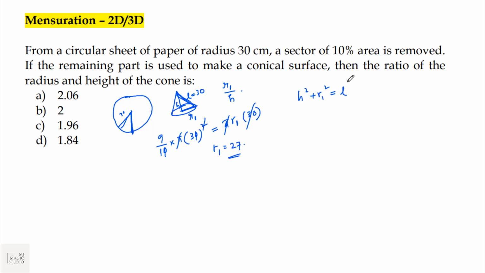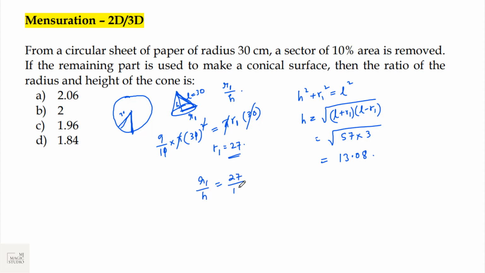You know that height squared plus radius squared in case of a cone is equal to slant height squared. So h is equal to root over L plus r1 into L minus r1. That is, L is 30, r1 is 27. 57 into 3. On solving this, we will get 13.08, a little more than 13.